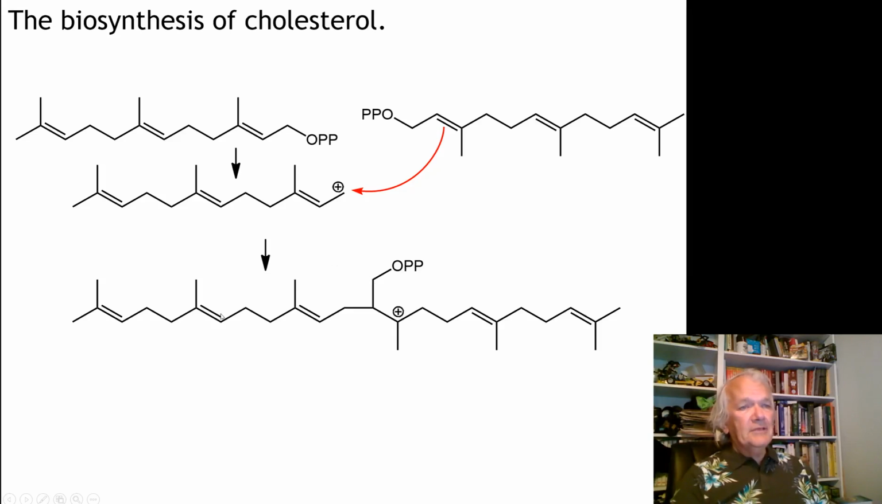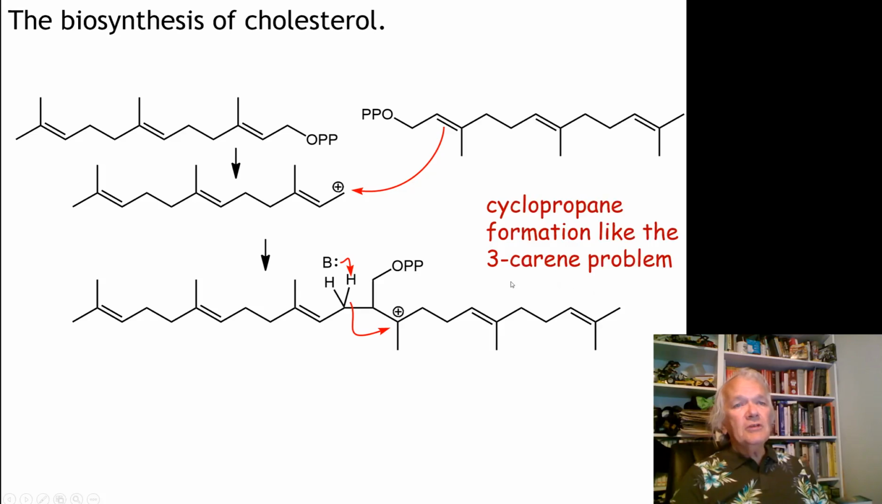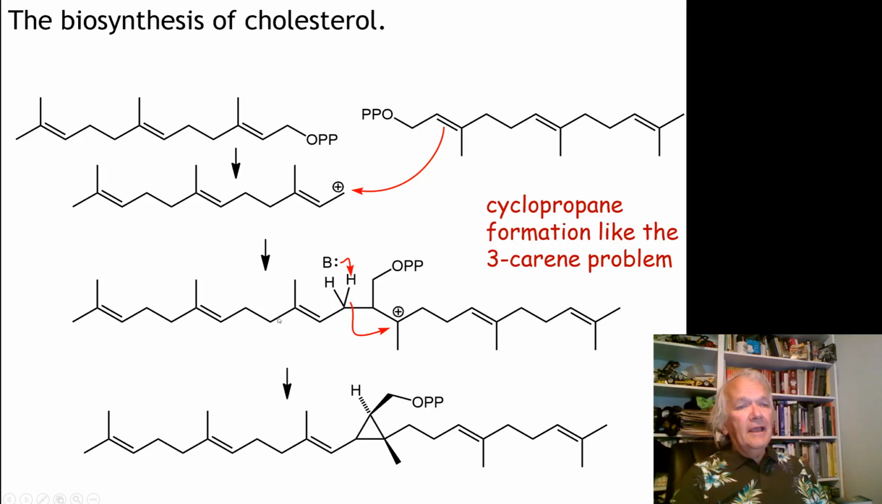So what happens next is the reaction that we saw before, where we have a cyclopropane formed. We saw this back in the first video today in the 3-carene problem. So we pull off that proton, or the enzyme pulls it off, the CH bond attacks the cation over here, and you make a cyclopropyl ring, which still has 1 pyrophosphate attached.